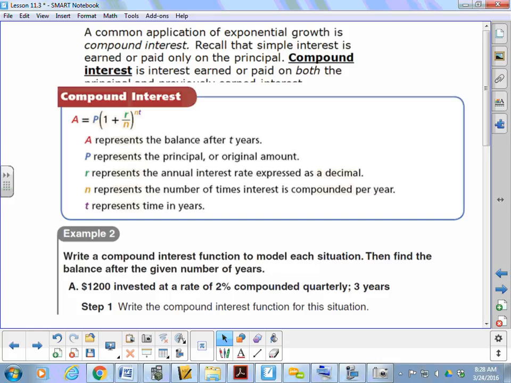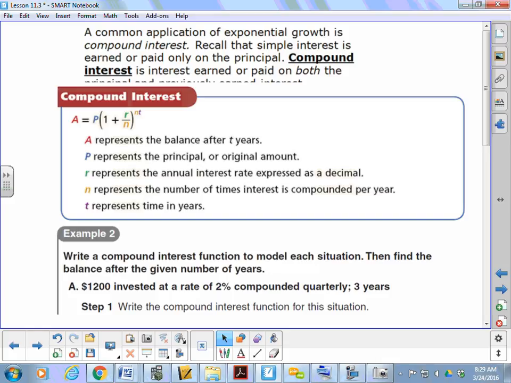Now, if you have a credit card, anybody here have a credit card? All right, one person. Okay.